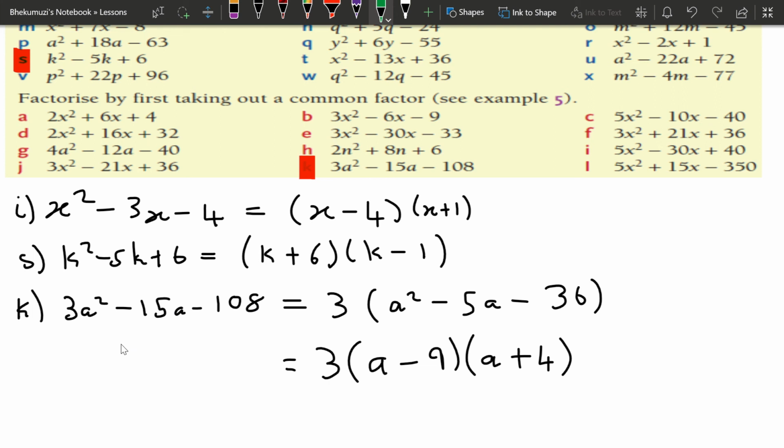Now number k, where we have 3a squared minus 15a minus 108. What you should notice is that you have a common factor, so you can take out 3, and when you take out 3, you do get a squared minus 5a minus 36. But then what are the two numbers that you can multiply together to give you 36? It's 9 and 4, and when we add them together, where it's minus 9 plus 4, it does give us minus 5, and that would be our factorization for that.